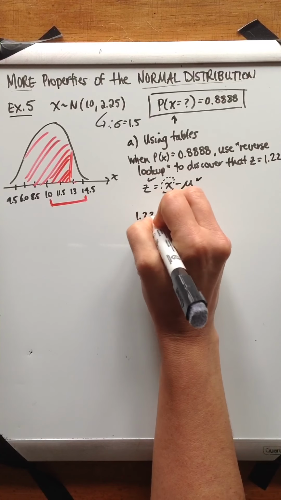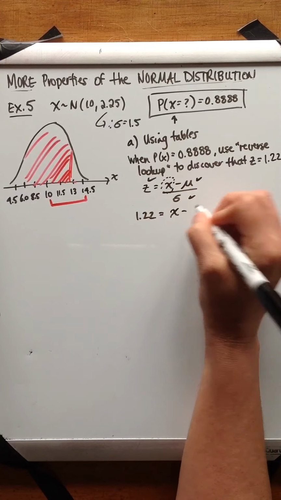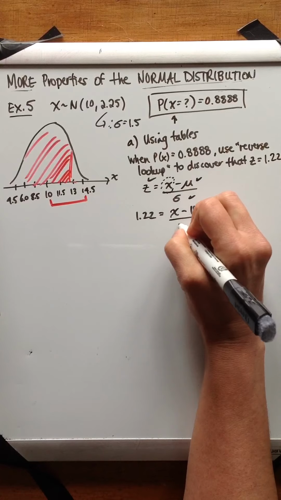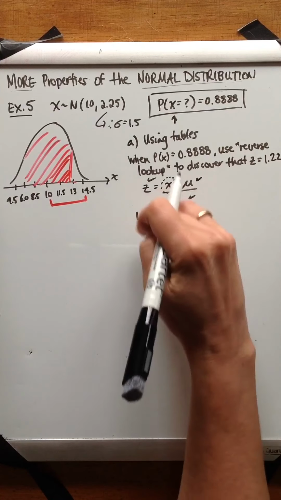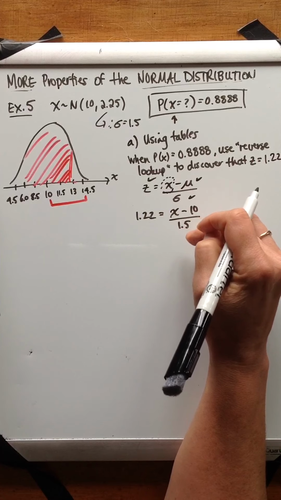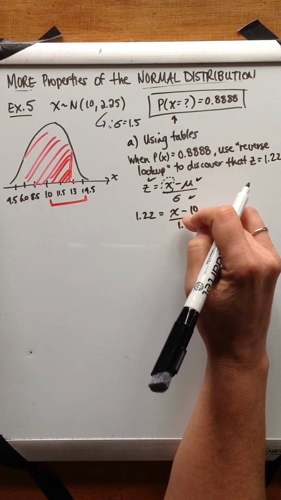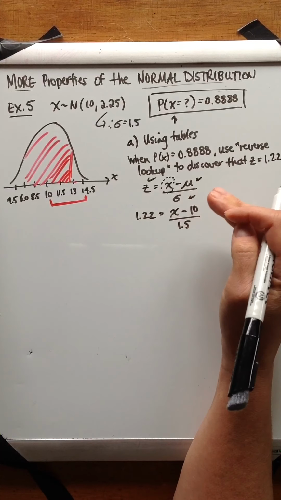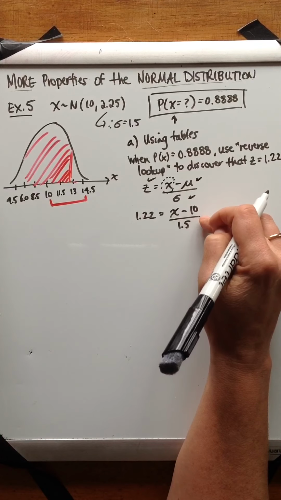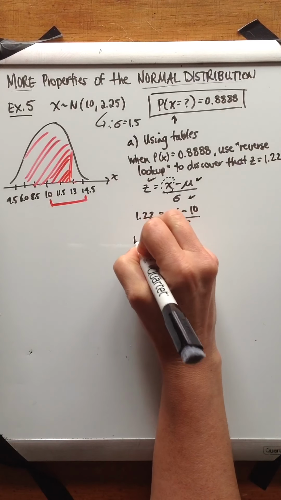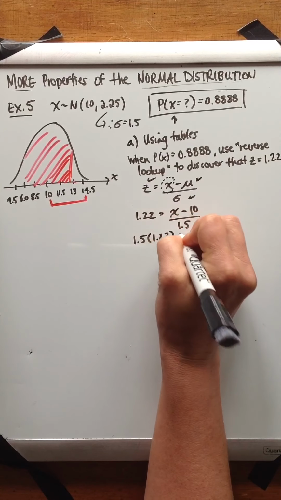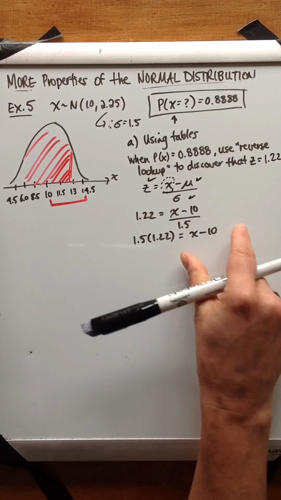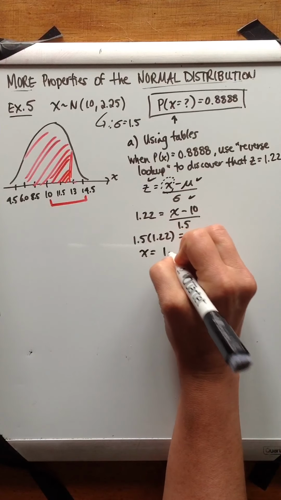So the Z value is 1.22. We don't know x, but our mean for this one is 10, and our standard deviation is 1.5. As I unpack all of the operations that are around x to get it by itself, I have to use opposite operations. So in order to get rid of divide by 1.5, I'm going to have to multiply both sides by 1.5. And when I do that, that's just going to leave x minus 10 on the right. To get rid of this minus 10, I will need to add 10 to both sides.